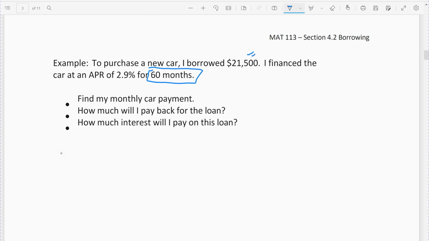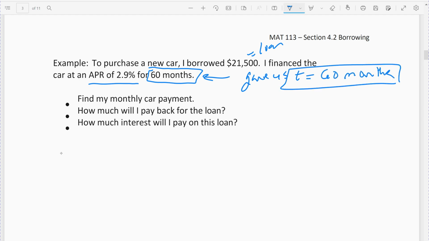Alright, so this is the loan. This is the APR. They actually gave us t. t is 60 months. They didn't tell us the years, but 60 months is 5 years. And that's for if you're buying a car, most car loans are around 5 years. So that's what this represents, a 5-year loan. You're going to make 12 payments for 5 years. That gives you 60 total payments.